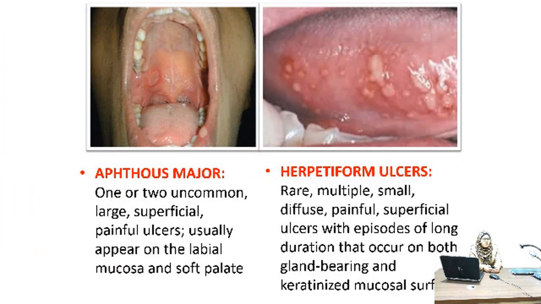أفلس major ممكن نشوف 1 or 2 ulcers. It is uncommon ulcer, large ulcer with the superficial painful ulcer usually appear on the labial mucosa وبالsoft palate مثل ما نشوف الصورة. النوع الثالث هو الهيربتيفورم ulcer اللي هو rare. راح نشوف عندنا multiple small diffuse painful superficial ulcer with episodes of long duration. ممكن occur in the both glands bearing keratinized mucosa and non-gland bearing.